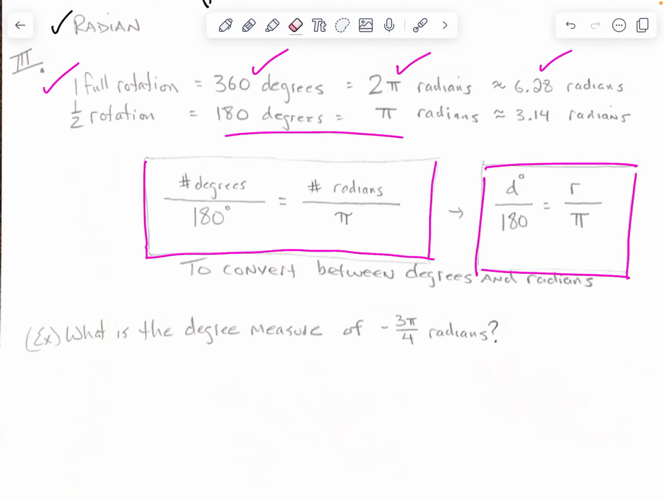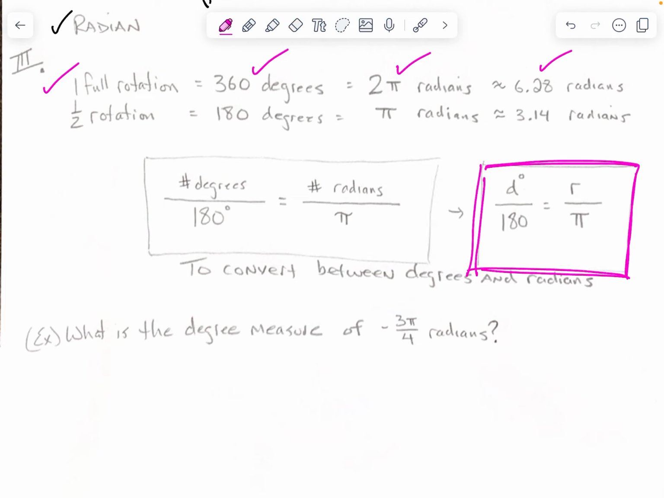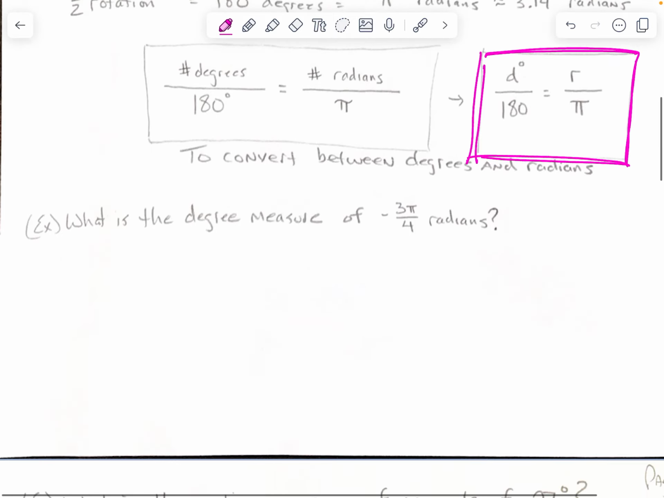And that's going to be the resounding theme of everything that we're going to work on. Let's get rid of all the other clutter and focus only on this guy. Using that idea to convert between degrees and radians, we're going to do 2 of them right now, and then I'll have you try on your own. This first one says, what's the degree measure of negative 3 pi over 4, or negative 3/4 pi?